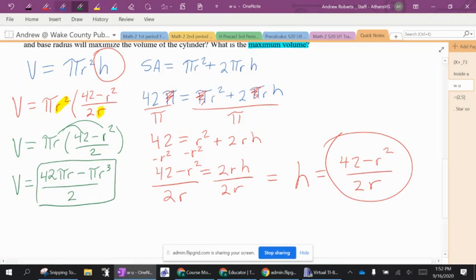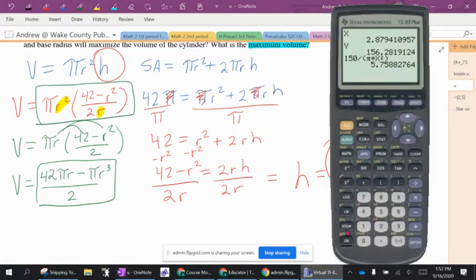Honestly, you really didn't have to reduce all that stuff. If you were to just type this equation in the calculator as it is, it would still work. I do like cleaning the equations up. It is a good habit to get into, but it's not required, so to say. So 42 pi r, and we're using x equals r, minus pi r cubed, divided by 2.